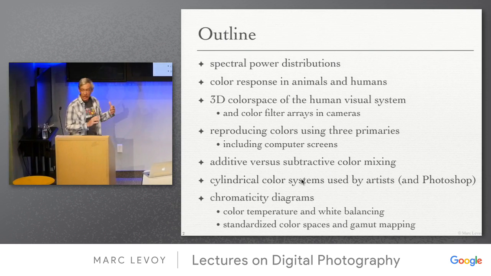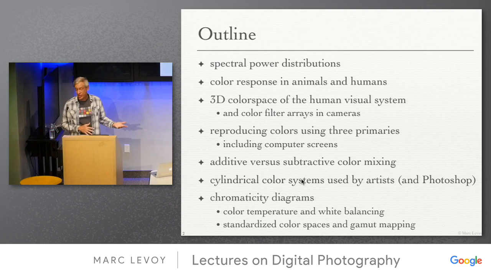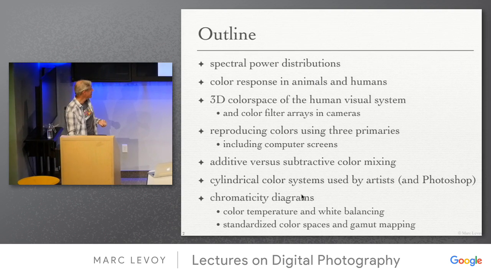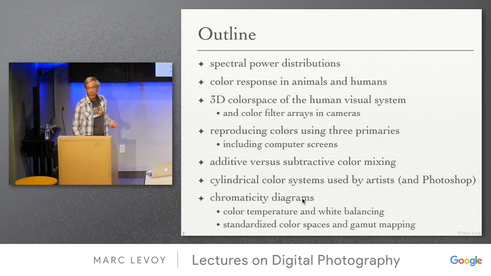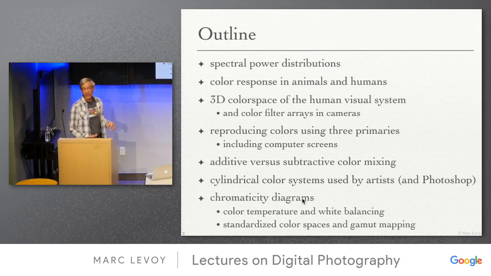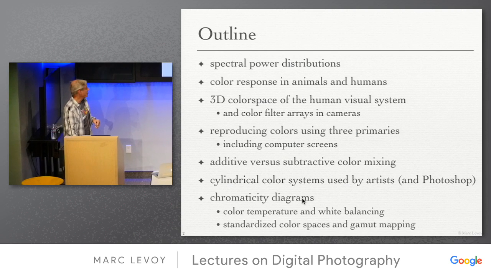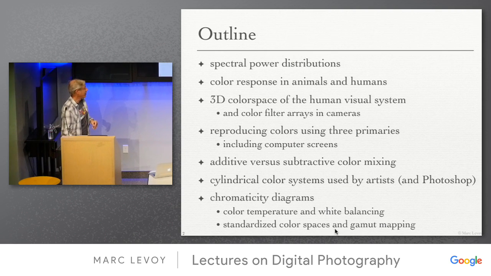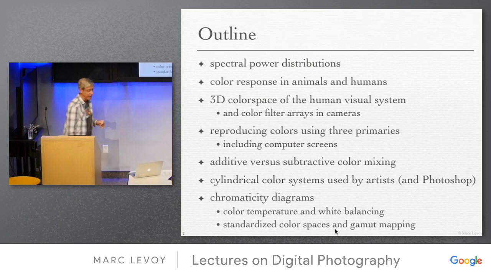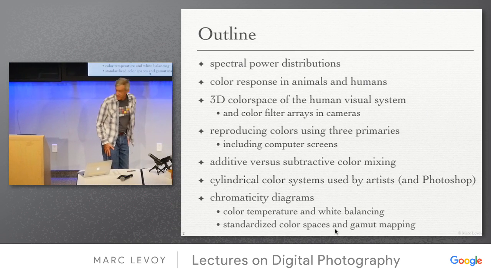We'll talk about non-rectangle, non-Cartesian systems, cylindrical and polar systems, and then we'll talk about chromaticity diagrams, which will lead into two practical applications for photography. The first one's white balancing, and the second one is standardized color spaces and gamut mapping.